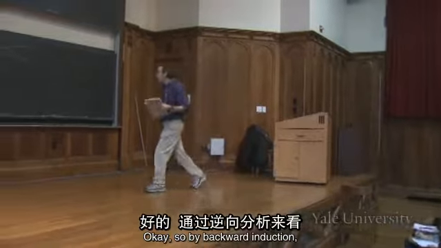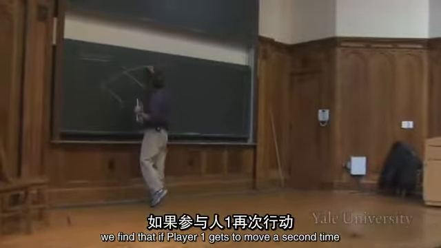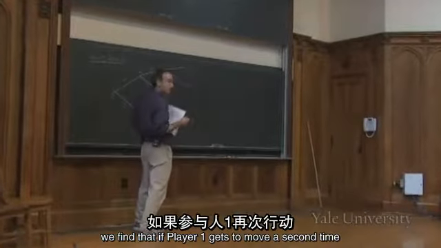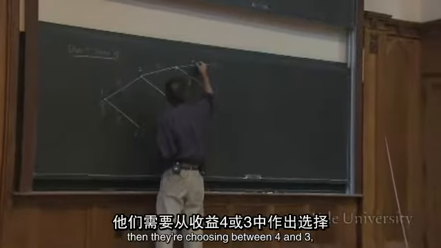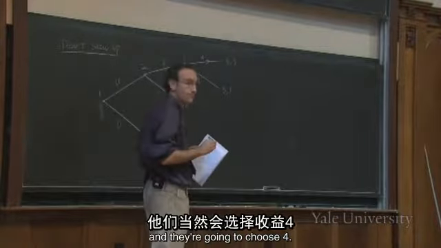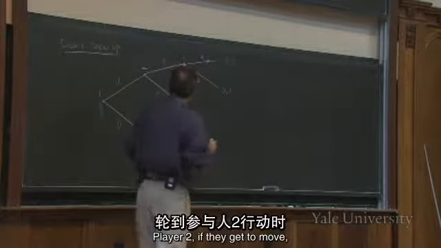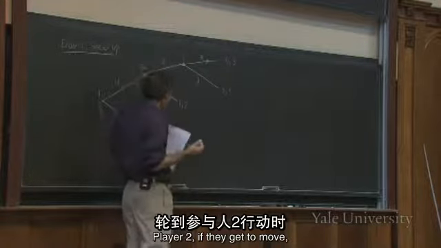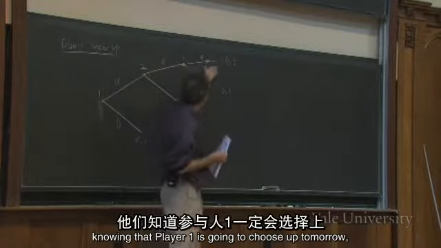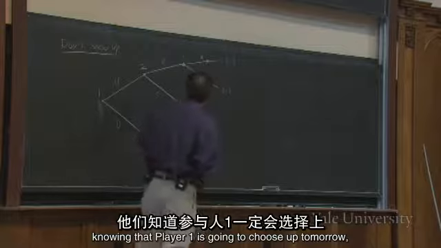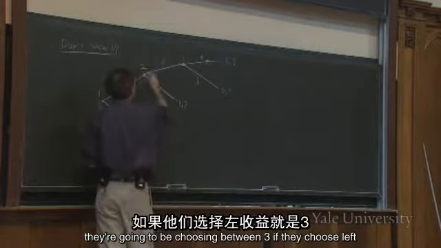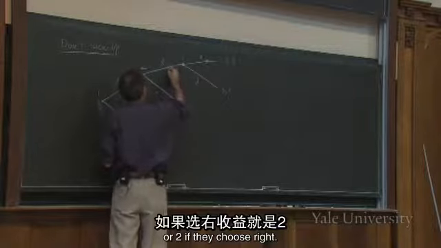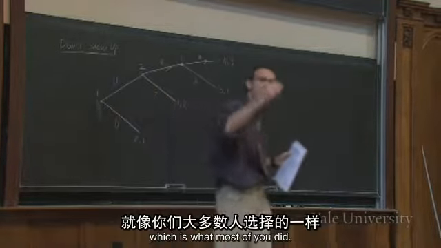Okay, so by backward induction, we find that if player 1 gets to move a second time, then they're choosing between 4 and 3, and they're going to choose 4. And player 2, if they get to move, knowing that player 1 is going to choose up tomorrow, they're going to be choosing between 3 if they choose left, or 2 if they choose right. So they're going to stay in the game and choose left, which is what most of you did.